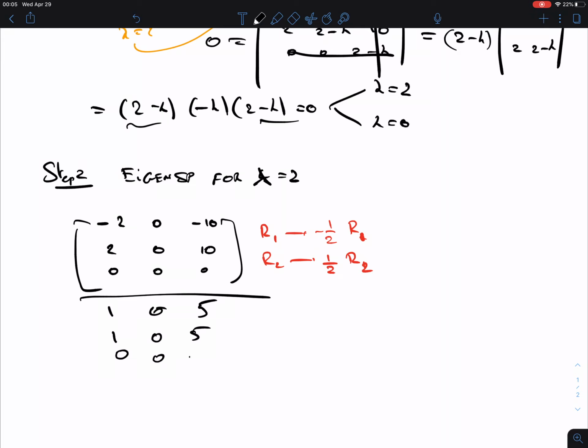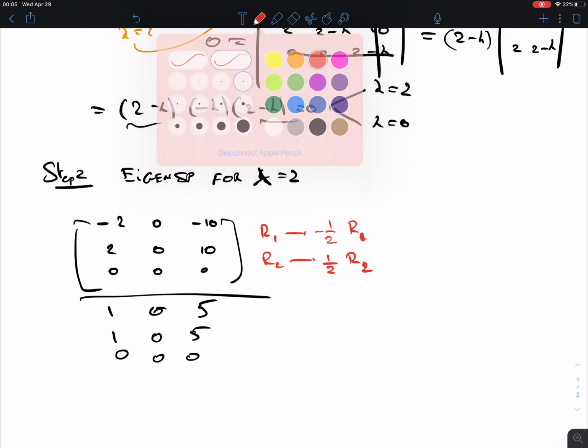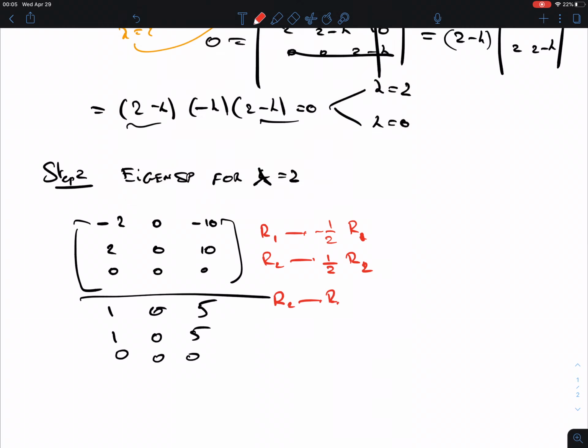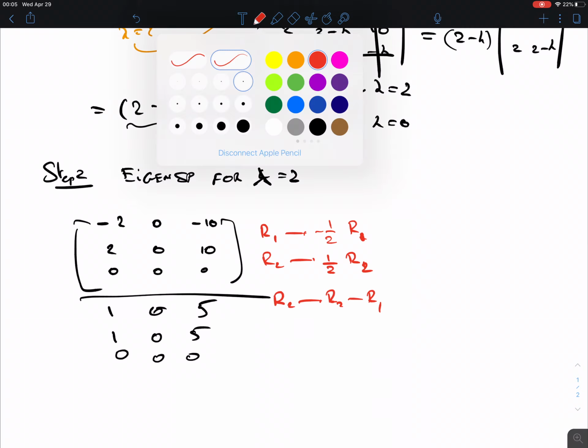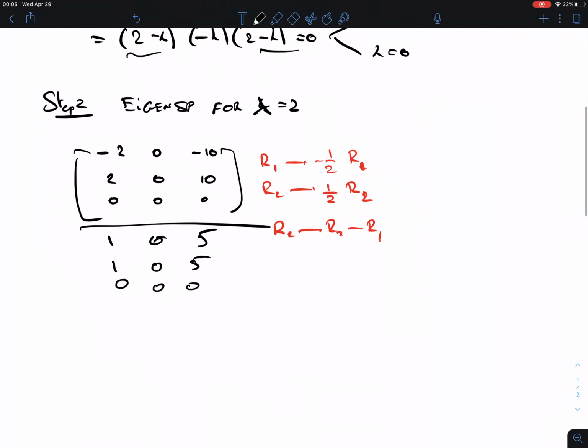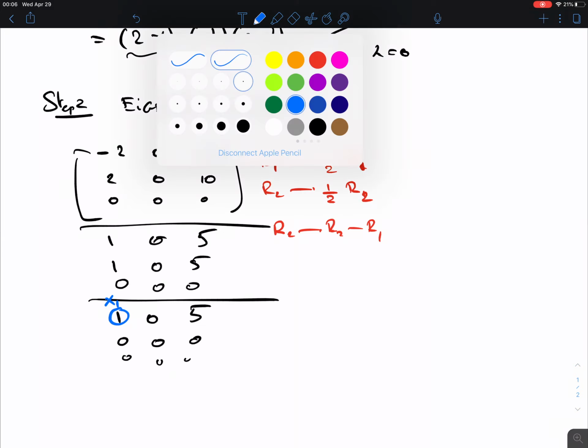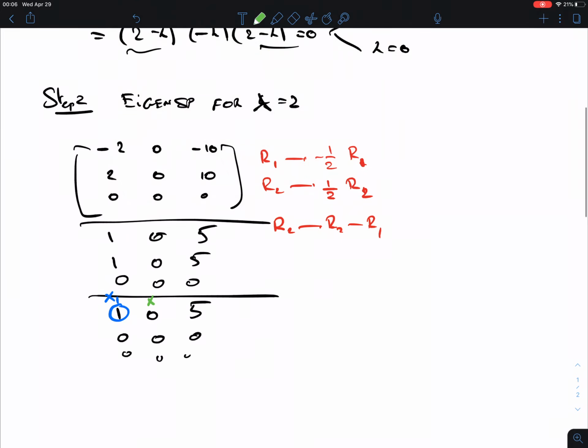And it's now clear that if we subtract row 1 from row 2, we get an extra 0 row. We get 1, 0, 5, 0, 0, 0. And the rest is also 0, 0, 0. Okay, so what is the deal? This is our pivot variable, and the two other ones are the free variables.